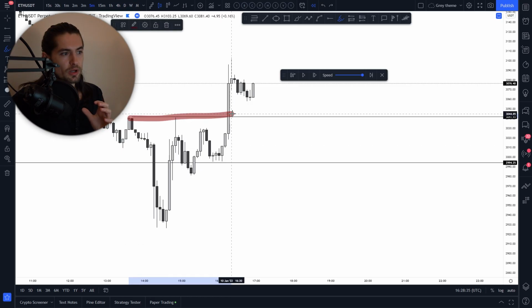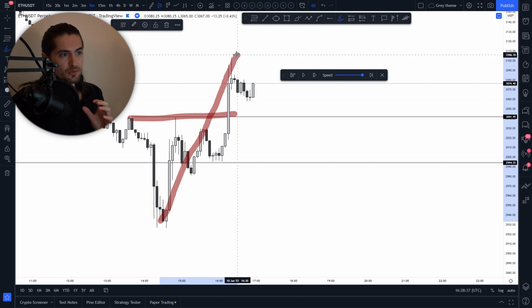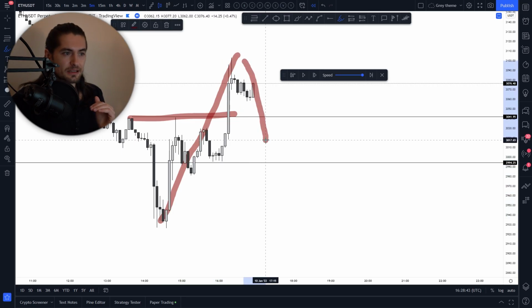So now we have another rule we need to follow. Because we broke this structure, we have this really huge push. And we're not gonna enter any long until we retrace at least 50%, and more than 50% is much better.